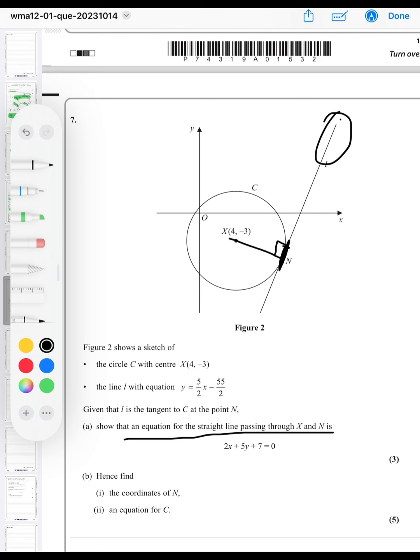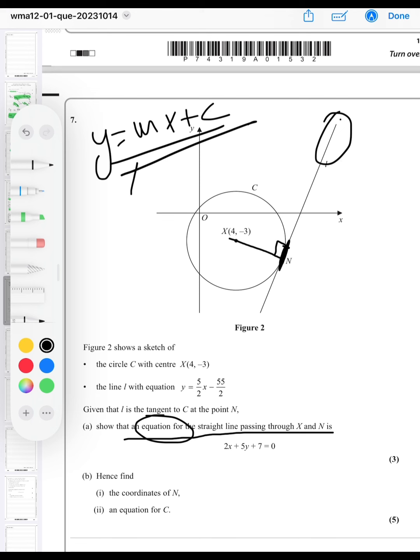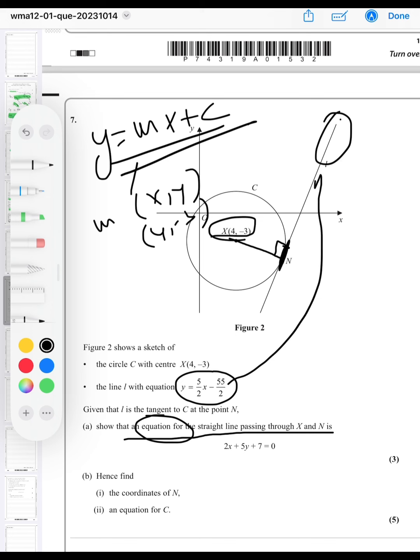So now they're asking for the equation of the line. For the equation of a line, we need this equation, the equation of the straight line. For this equation we need two things: the gradient and the coordinates. We already have the coordinates, 4 and -3. For the gradient, as it is tangent, we will pick the gradient from this line, which is 5/2, and for the perpendicular, we will reciprocate this and change the sign. So -2/5 will be the gradient.